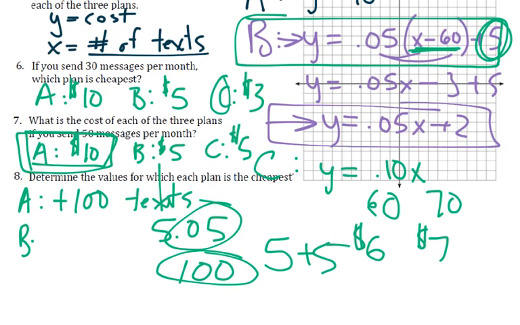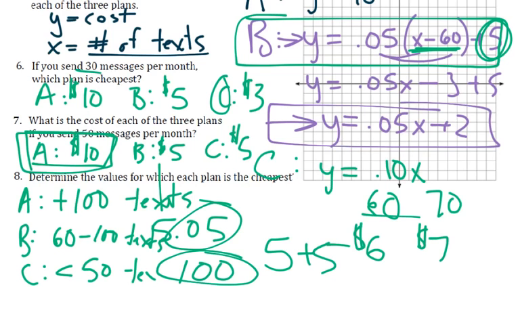For B to be the cheapest, okay, you would have to go between 60 and 100, right? Something around there. And for C, it would be 30 we found, so it would be less than 50. You get C to be the cheapest.